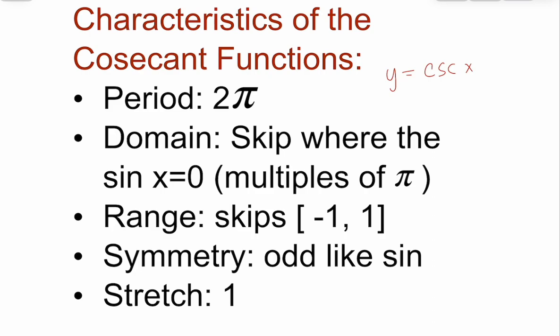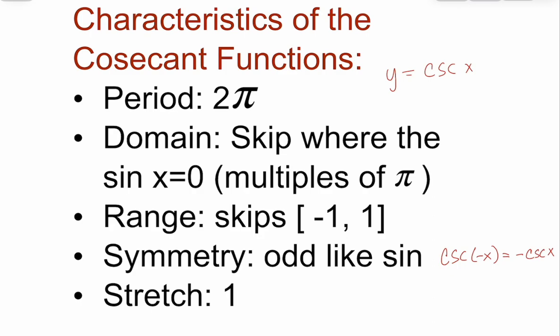Now remember, the range has nothing between positive 1 and negative 1. That's where that sine curve is going to live. It's odd like the sine, so we can say that if we stick a negative in the cosecant function, that is the same as a negative on the outside of the cosecant function. So if you were to put into Desmos y equals the cosecant of negative x, and then you were to put into Desmos y equals negative cosecant of x, they're going to get you the exact same thing.